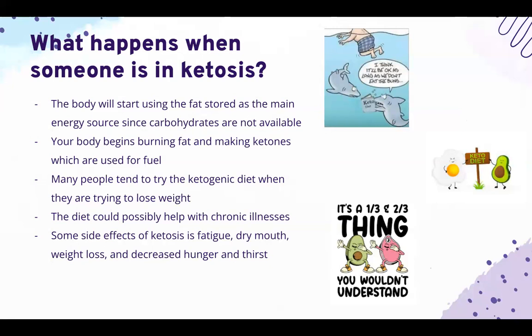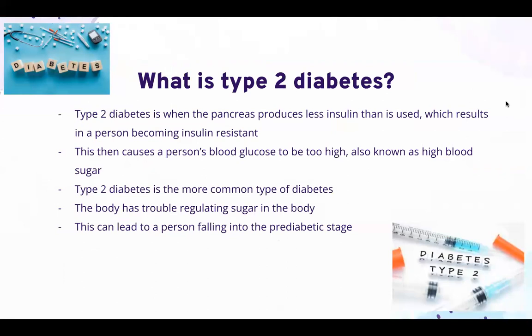The diet could possibly help with chronic illnesses, and that's what we're going to talk about, type 2 diabetes. And then some side effects of ketosis are fatigue, dry mouth, weight loss, and decreased hunger and thirst. Of course, when your body is changing like that and you're removing carbs super early, there are obviously going to be effects like this happening.